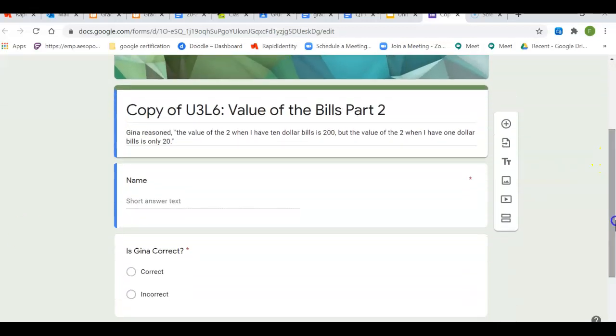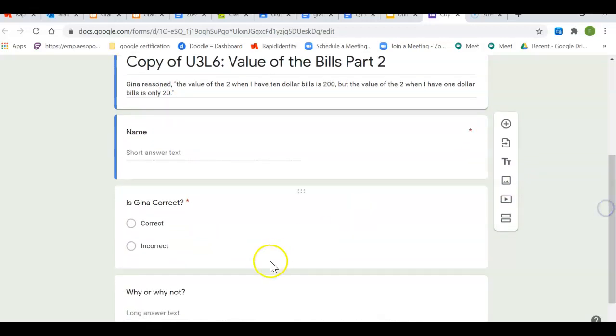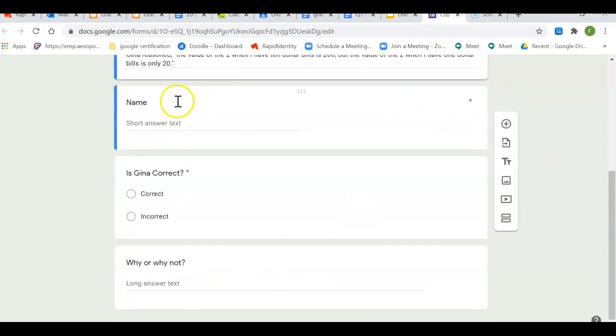And here we go. I'll read the instructions again at the top. Gina reasoned the value of the 2 when I have $10 bills is 200, but the value of the 2 when I have $1 bills is only $20. It's only 20. Is Gina correct? Is our first question, and then why or why not is where you put your answer explanation. Make sure to type your name in right here.